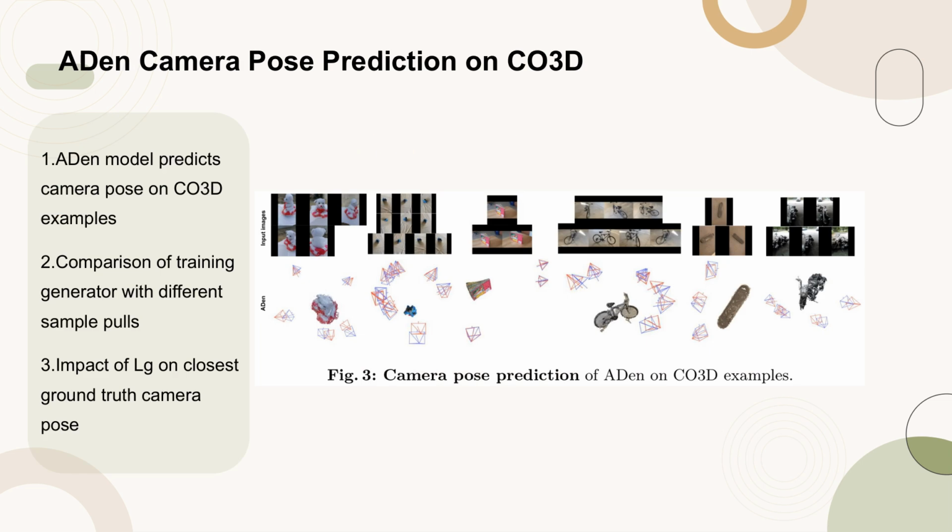Figure 3 illustrates the camera pose prediction capabilities of the ADen model when applied to CO3D examples. The figure highlights the training process of the generator, which directly influences the quality of the generated sample distribution and, consequently, the model's performance. By default, the model only applies LG to the camera pose closest to the ground truth, allowing it to move samples closer to the ground truth while enabling other samples to explore different modes without penalty. The figure compares the results of training the generator by pulling 2%, 10%, and all samples towards the ground truth, demonstrating the varying impacts on the camera pose prediction accuracy.